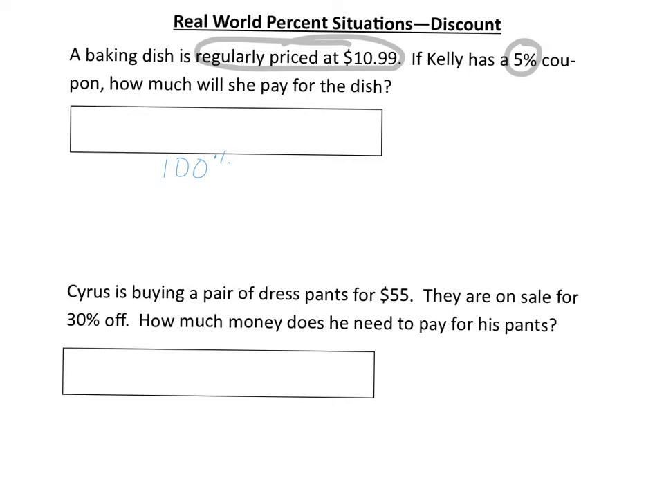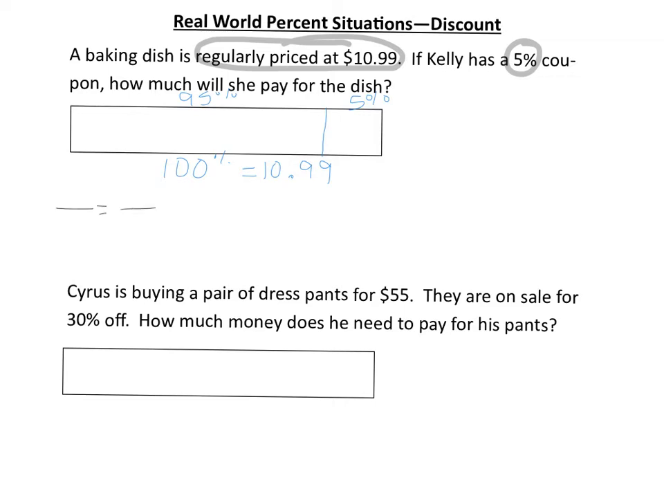The question that you have to ask yourself is, if she has a 5% coupon, how much percentage does that leave her to pay? That leaves her paying 95% because that 5% is coming off. Therefore, 100% of the cost is equal to $10.99 because that's what the regular price is.